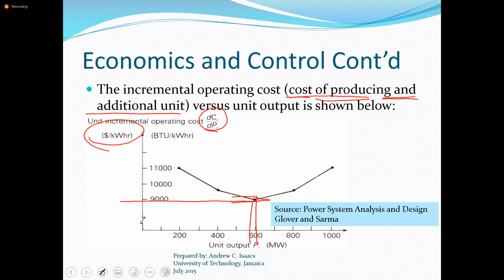Now, for the benefit of those who are unfamiliar with the term incremental cost, let's just talk a little about that, because I want us to be clear in our understanding of it, as it will help us in our calculations. We have the definition here: incremental cost is the cost of producing one additional unit, one additional megawatt. What's the implication of that?